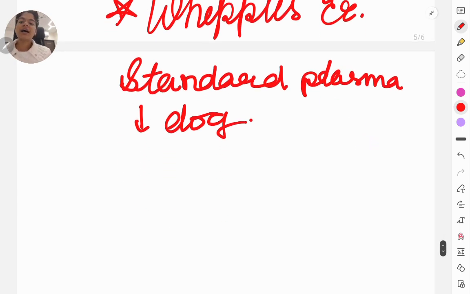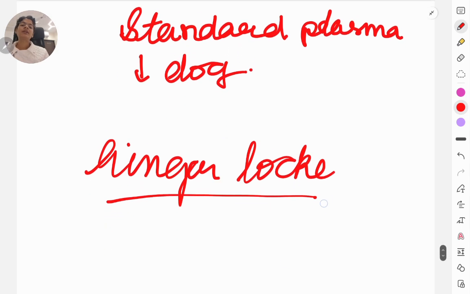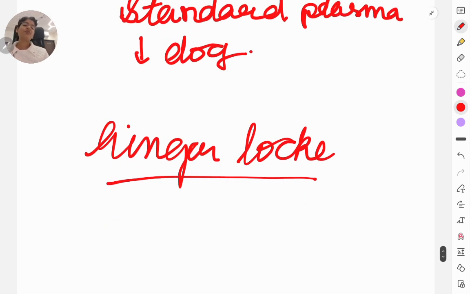Now we have to take out the blood of the dog, and we have to put it in the Ringer lock solution. Now Ringer lock solution is nothing but just like blood, except it doesn't have plasma protein in it. Then again of the same volume, we will re-inject the fluid inside the dog. So this is actually going to reduce the plasma protein.